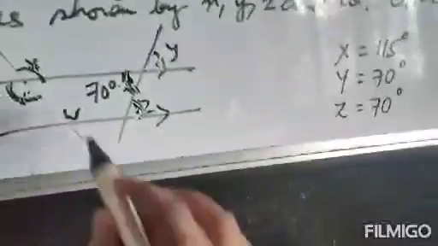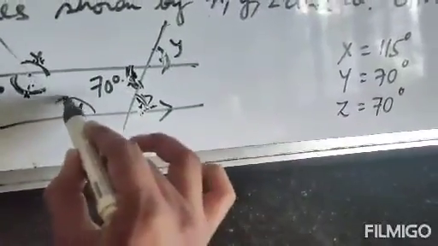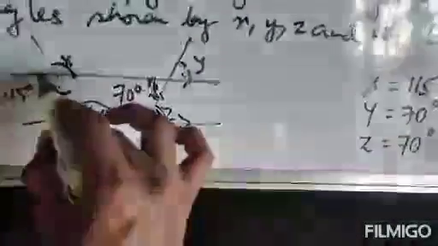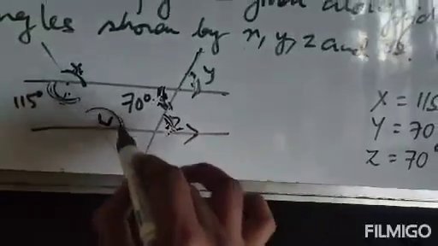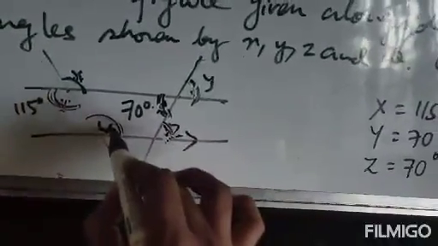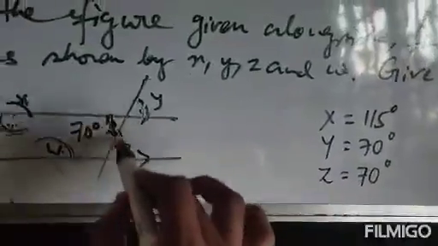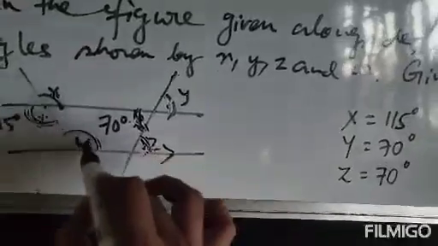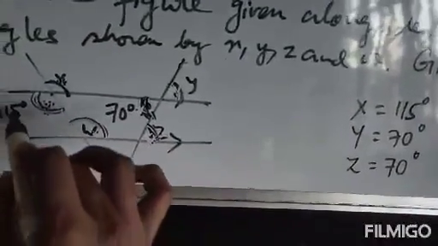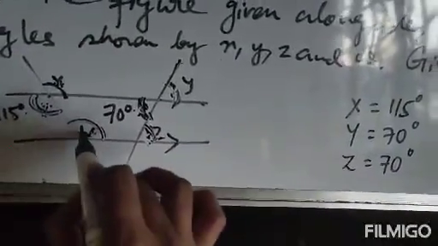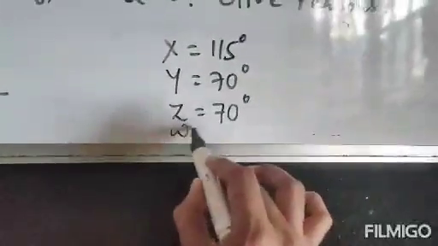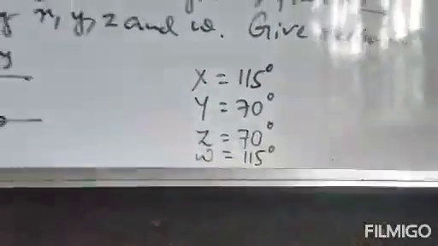Next, the value of w. So this is the w, this is w. Now see, this is the 115 degree angle, so this is w. Now these two angles are also alternate angles, like in this case. So these two angles are also alternate angles, so alternate angles are equal. So if this is 115 degree, w is also 115 degree. This will also be 115 degree. That is the first method.